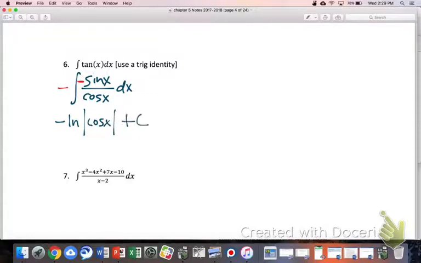Plus C. That's great. Right on the money. Questions? Concerns? Just a reminder for you on all of these. If you did one of these and you think, oh yeah, I think I got it right, but I'm not sure, how could you check? Go back and do a derivative. Do the derivative of your answer. You should end up with the original integrand exactly.